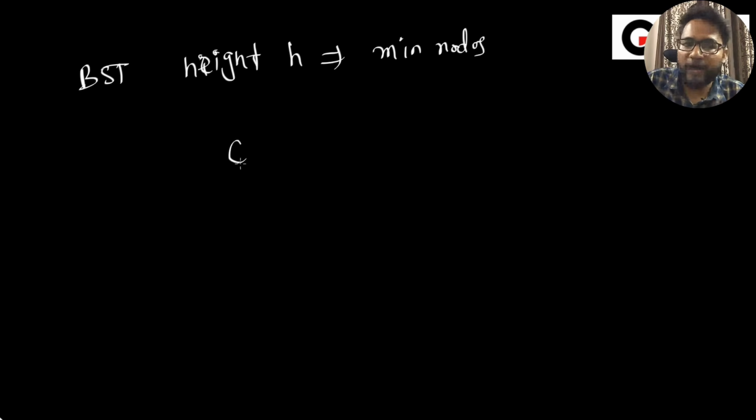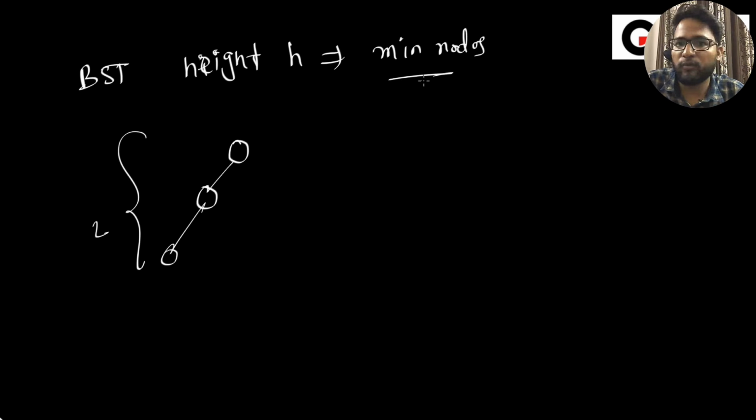Maybe for height 0 you just need one node. For height 1 you need two nodes, right? For height 2 you need three nodes. Like that, for height h, maybe you will be needing h plus one nodes, right? For a BST it is very easy, but for an AVL tree it is a little tricky.